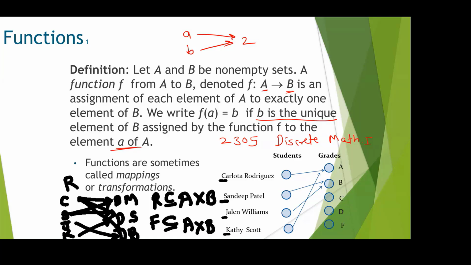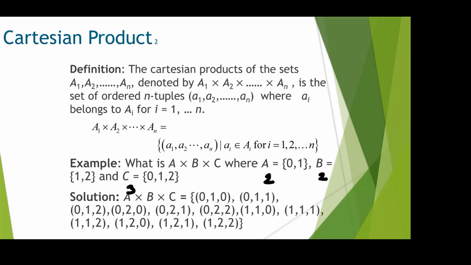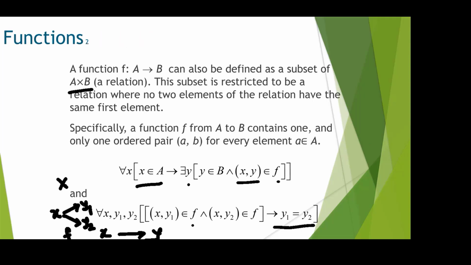And it is also possible that some of the values from our codomain are not getting mapped. So if none of the students get grade F, then F will be a value for which we do not have any incoming arrow. So this is Cartesian products, we will not go into it again.